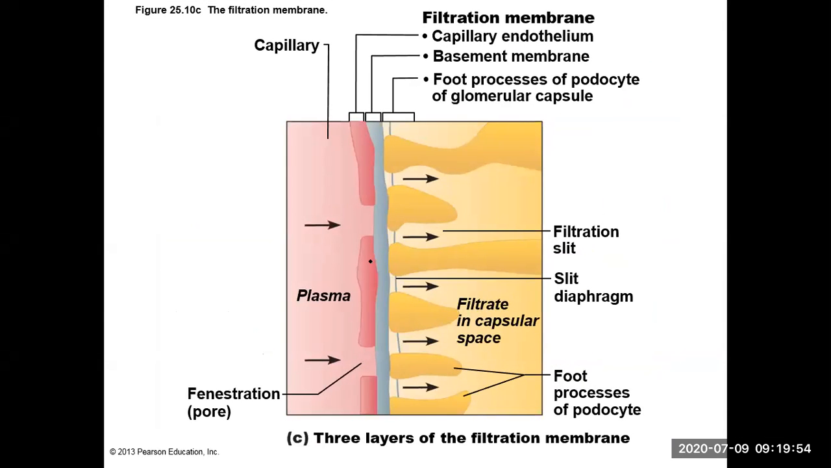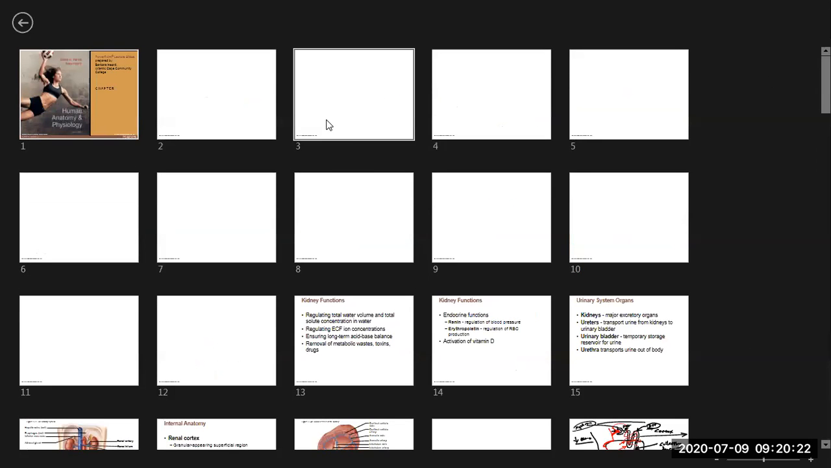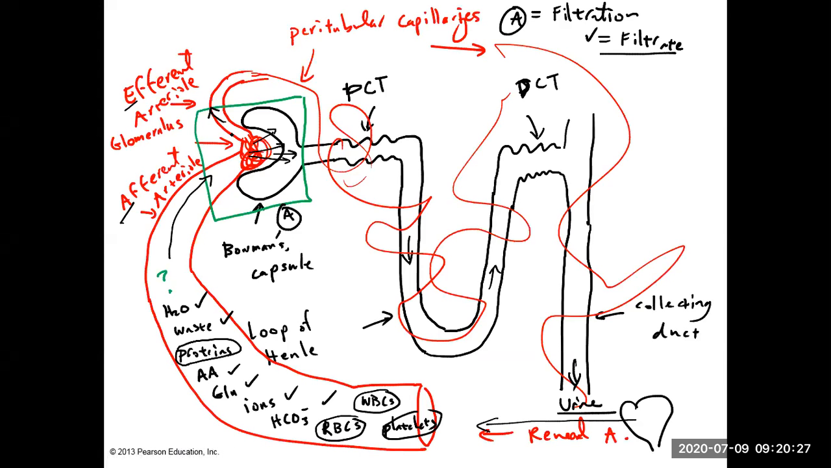Here is showing you the fenestration from the glomerulus. You can see the basement membrane in between, and you can see the podocytes and the filtration slit. Substances come in and go through only if they are permeable and small enough. So that's what happens early on, and we are done with the first process, which is called filtration. The filtration is done.